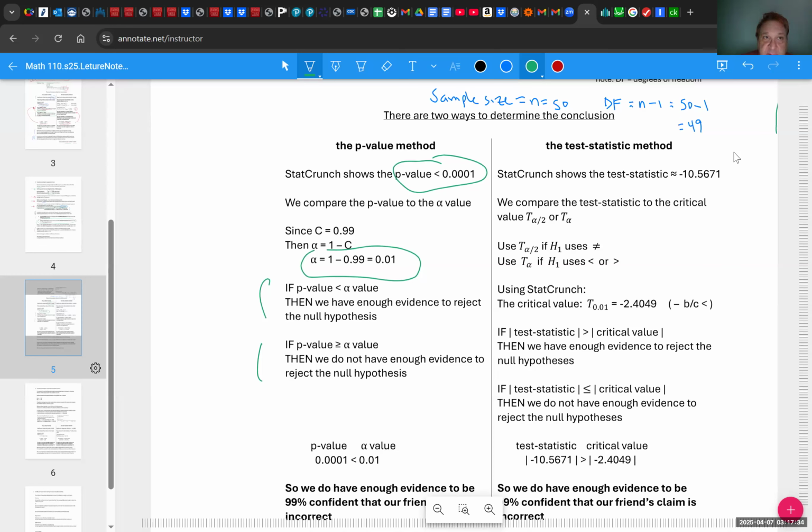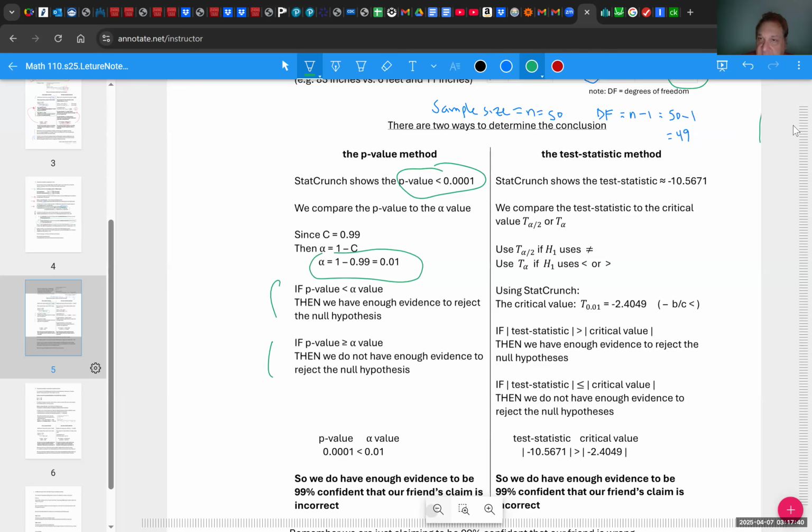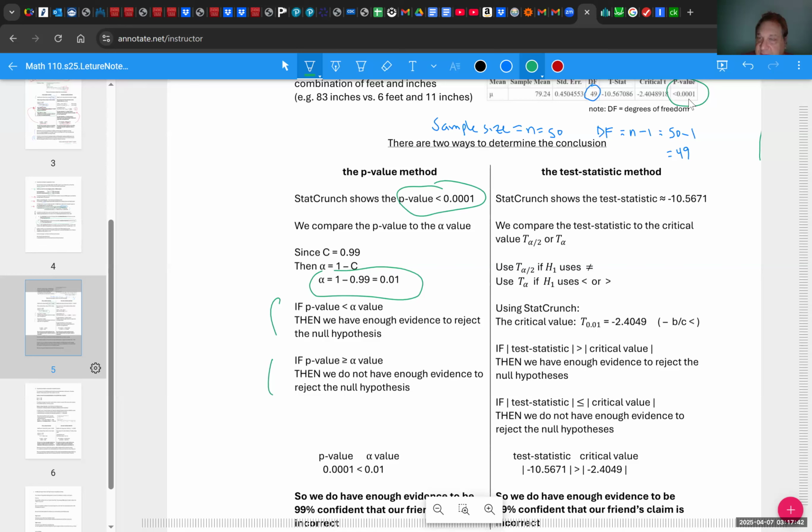Right? So our p-value was 0.0001 or even less than that. Our alpha value was 1%. So our p-value is less than our alpha value. That is, in fact, this first guy right here, just like before. So now we have enough evidence to reject the null hypothesis.